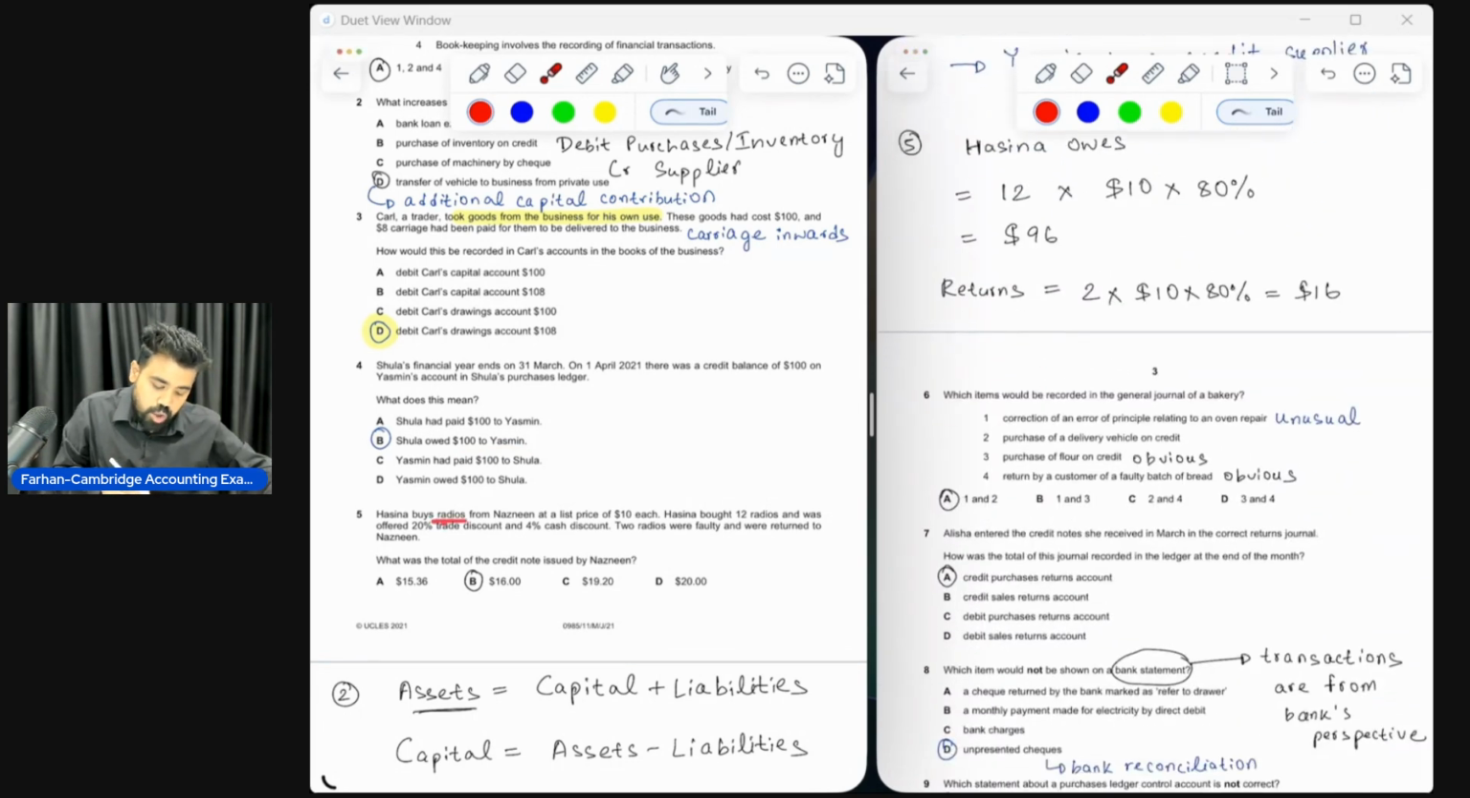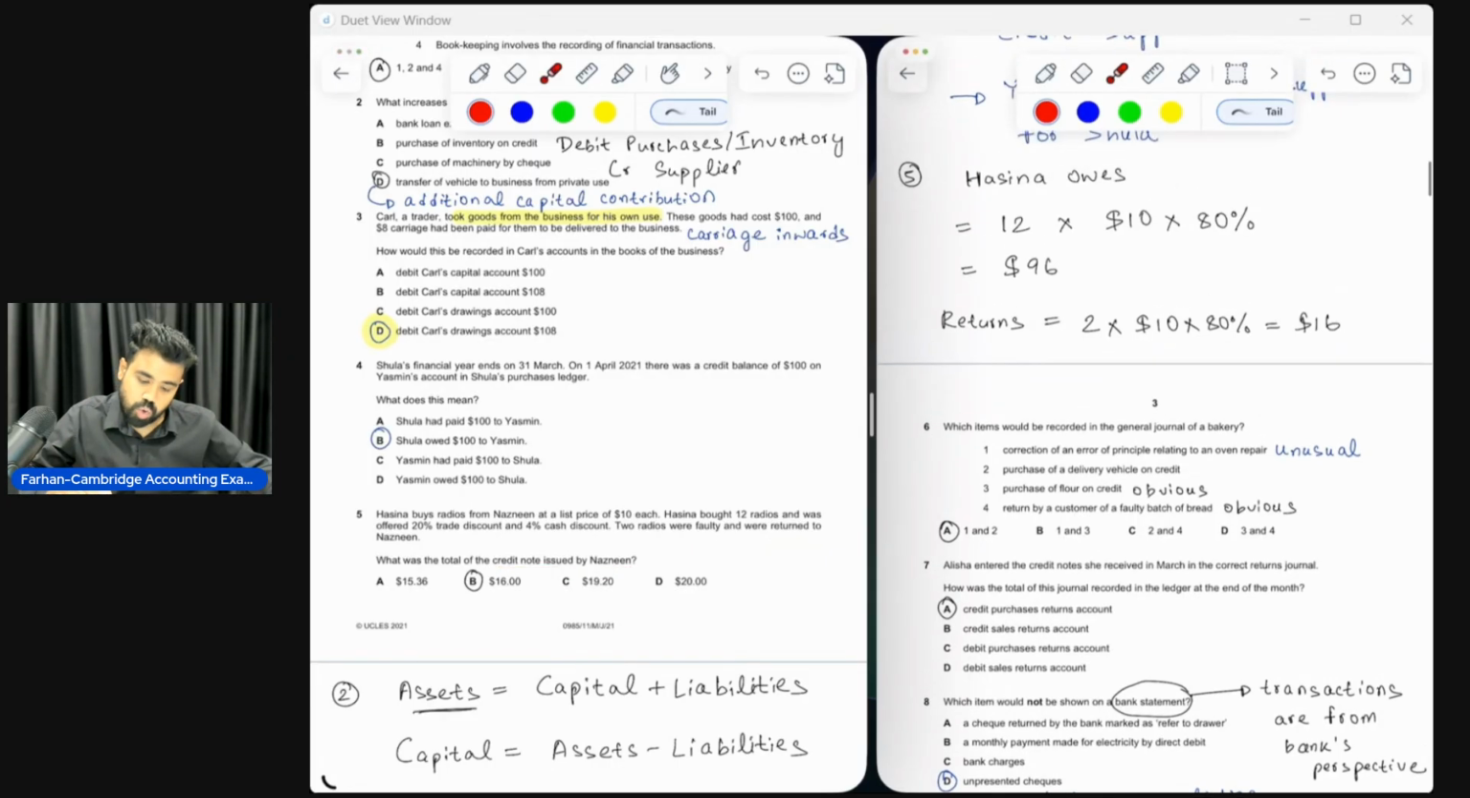Hasina buys radios from Nazneen at a list price of $10 each. Hasina bought 12 radios and was offered a 20% trade discount and a 4% cash discount. 2 radios were faulty and were returned to Nazneen. What was the total of the credit note issued by Nazneen?